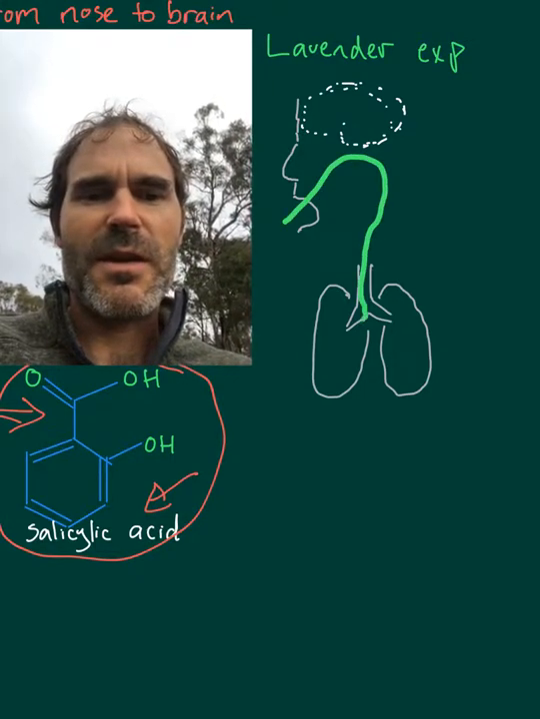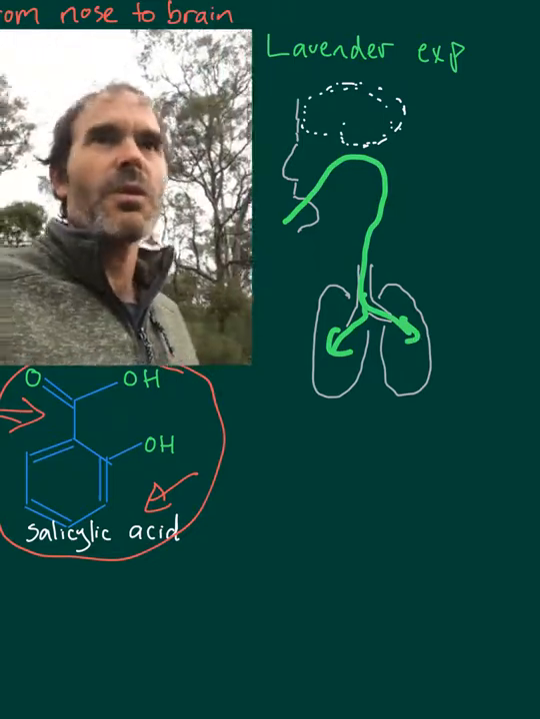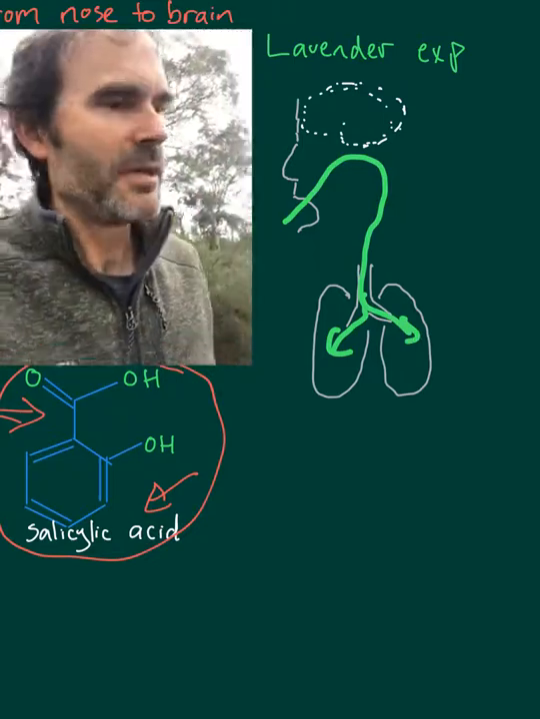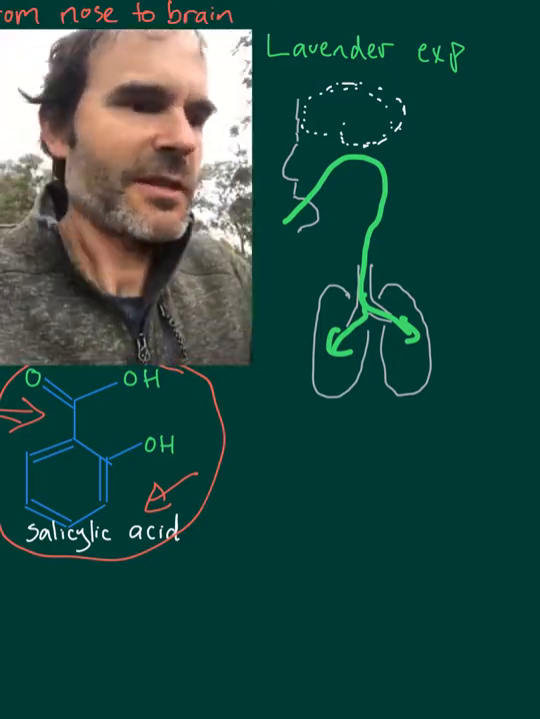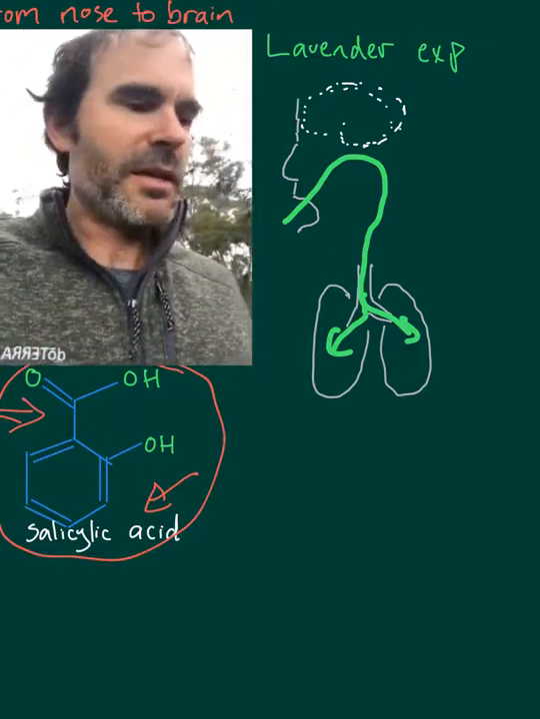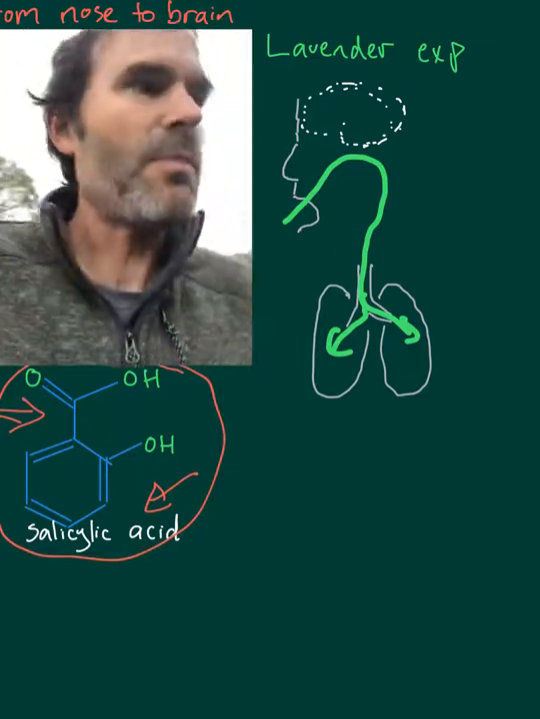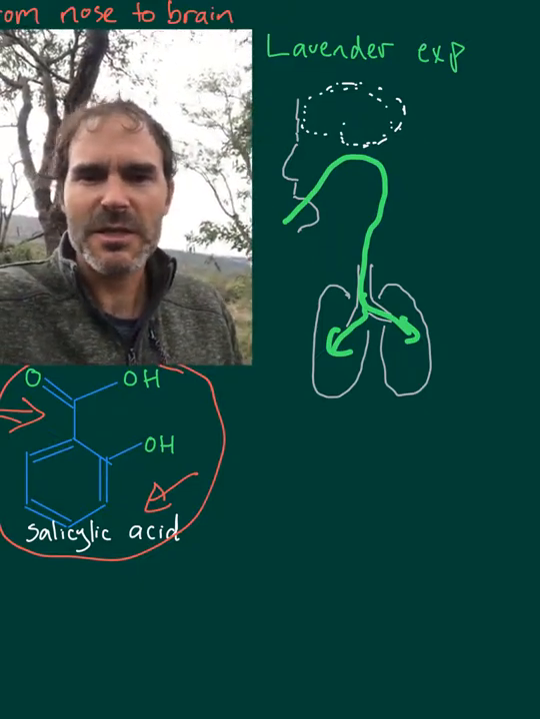So what's happening there? That lavender oil with its linalool is getting in through the lungs, and there it's exchanged into the blood and then up into the brain in the usual way. So in that way it's similar to applying it to the skin.